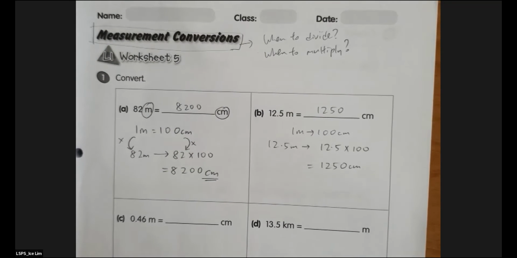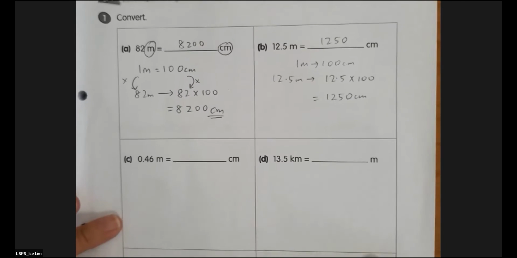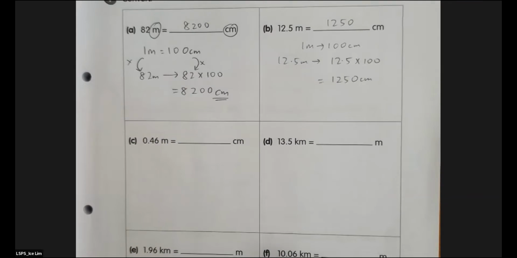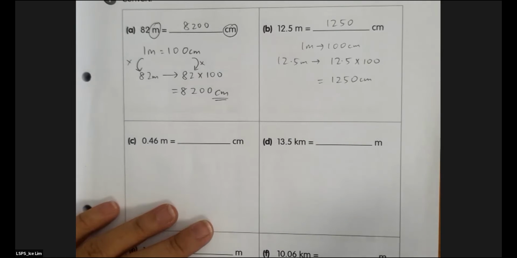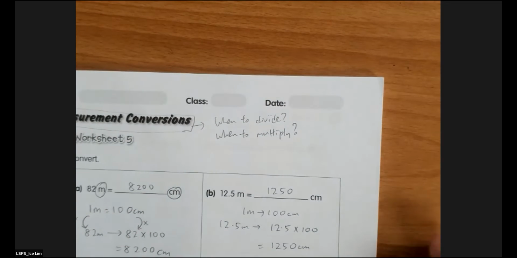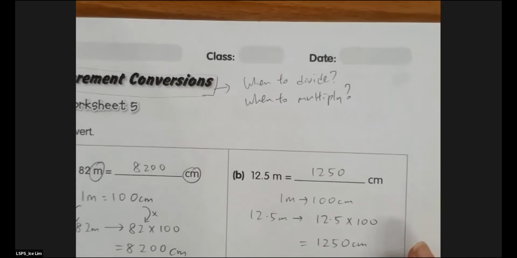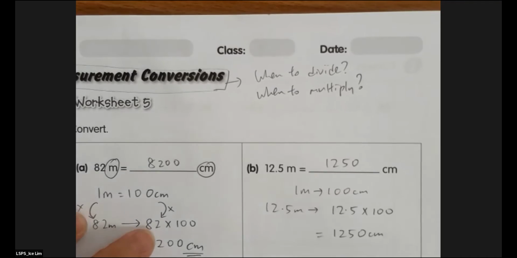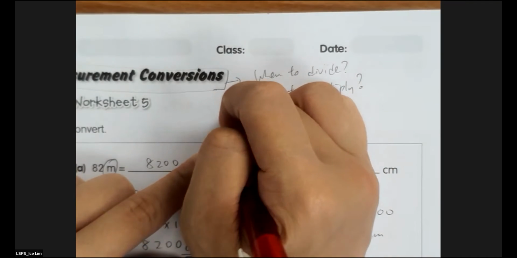We are applying whatever we learned previously with regards to division and multiplication of powers of 10 to conversions of measurements. The very first step is to understand the bigger unit and the smaller unit to decide when to divide and when to multiply. Let's say I write out the units as if it's on a place value map. So let's say I have meters.